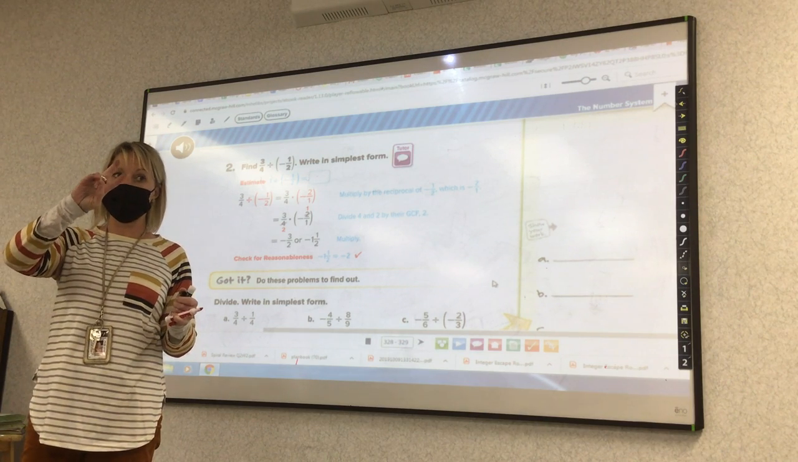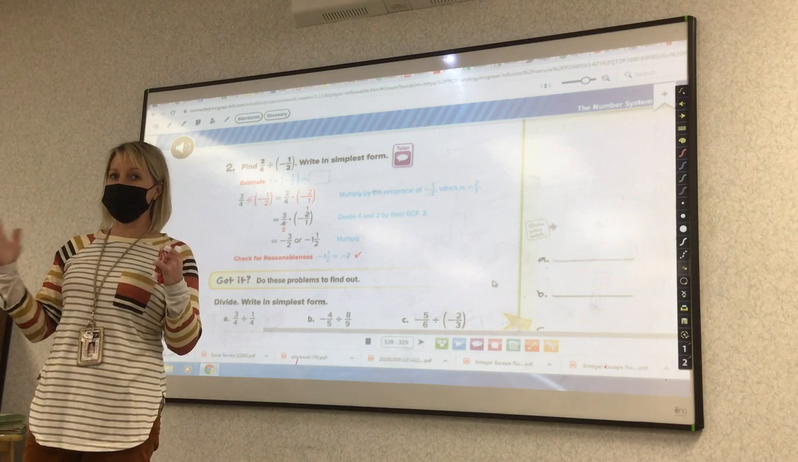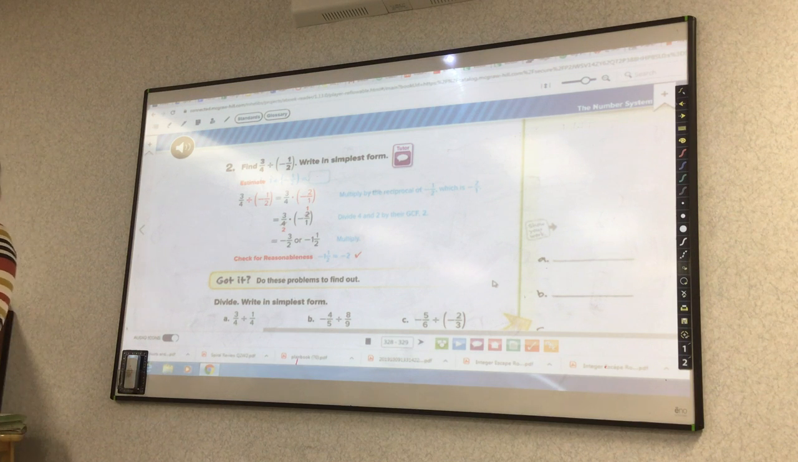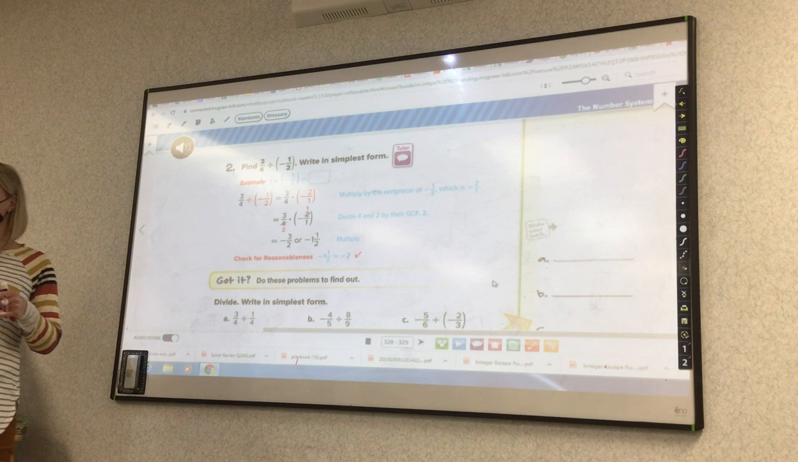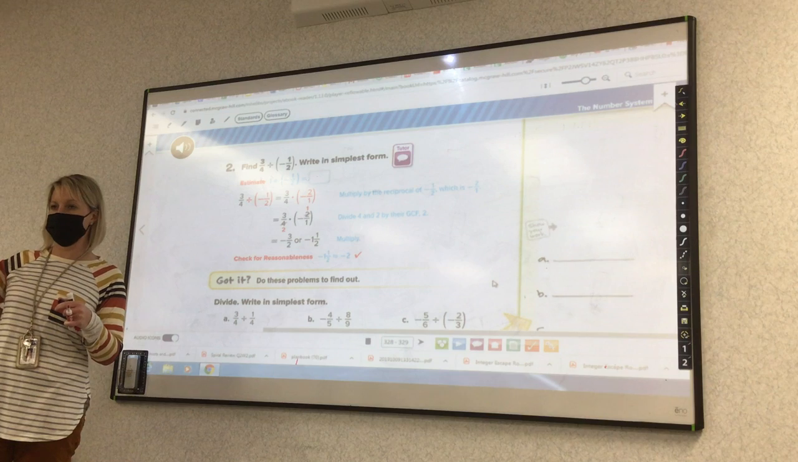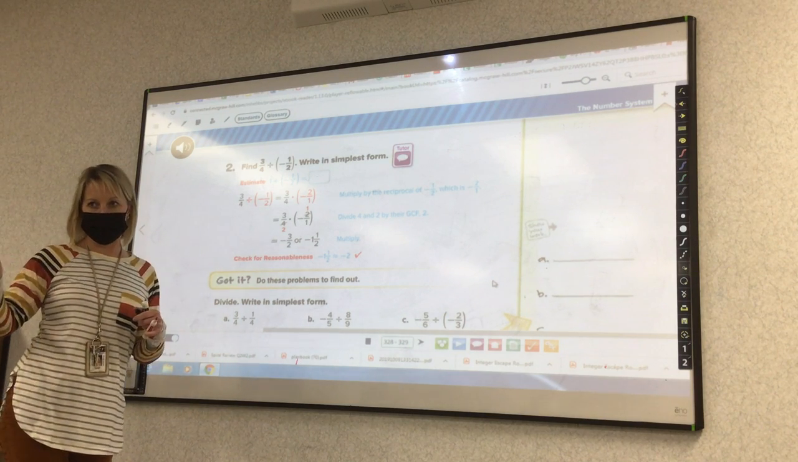Negative times a negative is positive. We've got to make sure we remember that, because I said multiplying or dividing. Negative times a negative, or negative divided by a negative, is a positive. A negative divided by a positive is a negative. An odd number of negatives makes it negative.